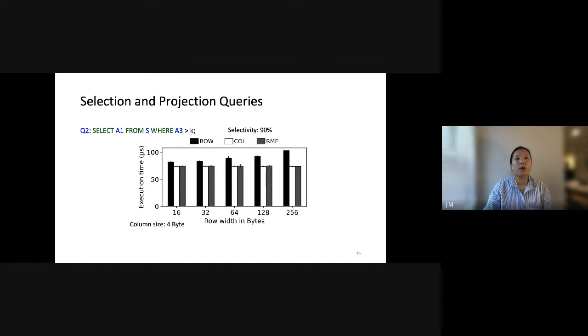The second one is when we introduce the selection to the query. Here, the selectivity means 90% of the condition is qualified. So as you can see, the RME's latency is stable regardless of the row size.